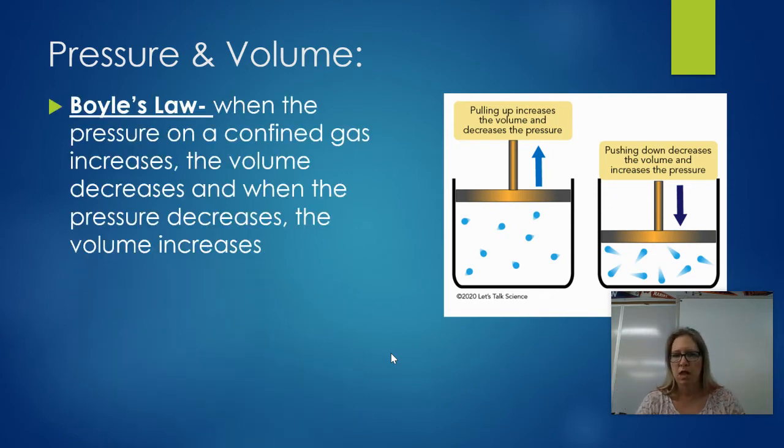This is known as Boyle's law. And with Boyle's law, basically it states that when the pressure on a confined gas increases, the volume decreases. And then vice versa also. If the pressure decreases, then the volume increases. Now this should make sense to you if you can visualize this. If you have a container that's filled with a gas, if you could squeeze that container from the outside, the volume is going to go down. Those gas particles are going to get closer together and take up less space, so the volume is going to decrease. As the pressure increases, the volume decreases, okay?